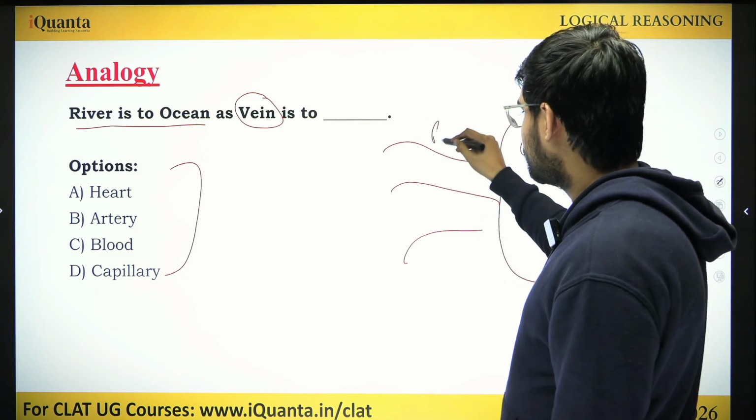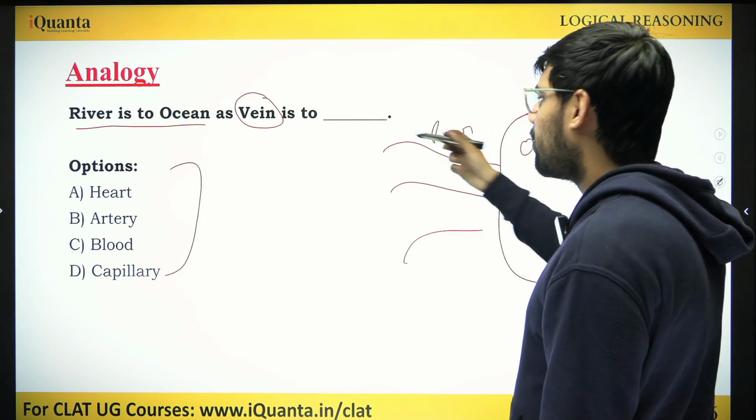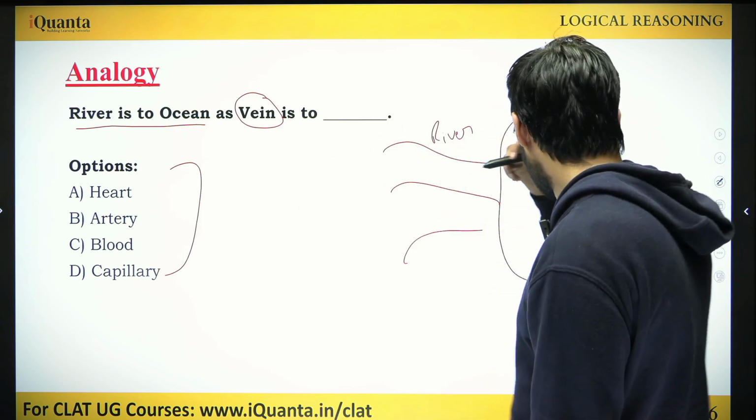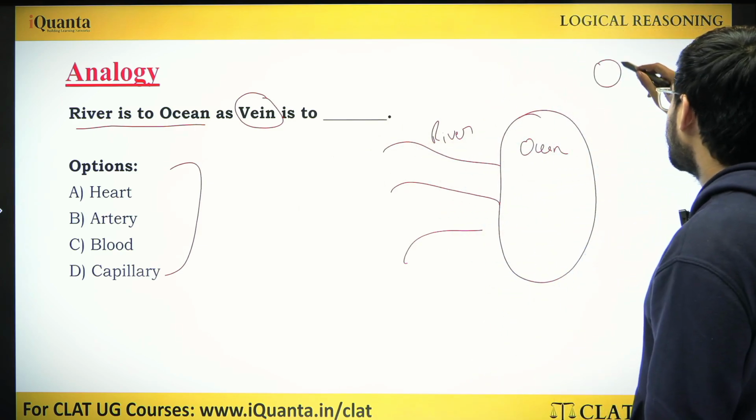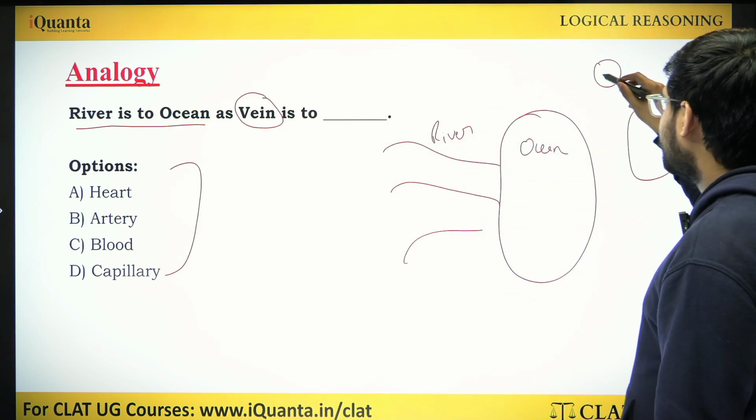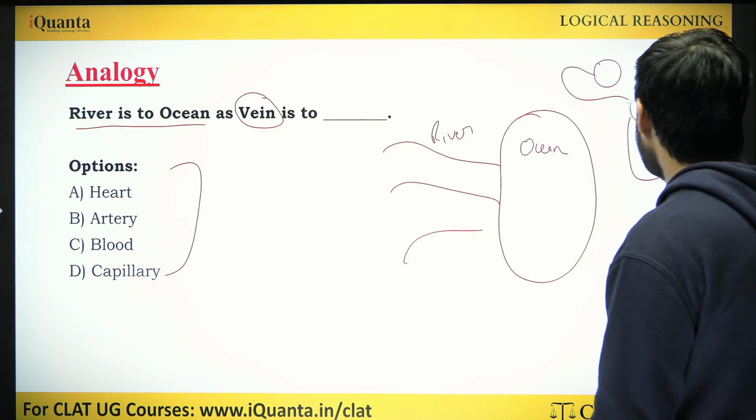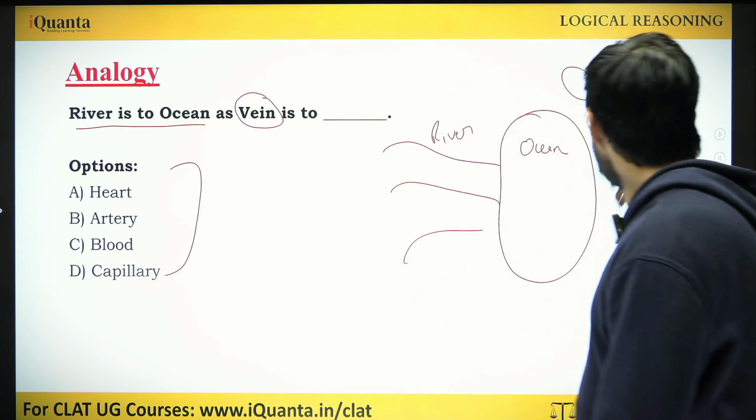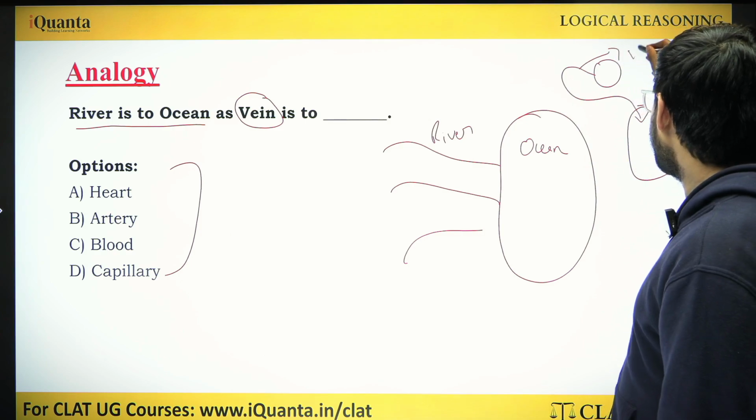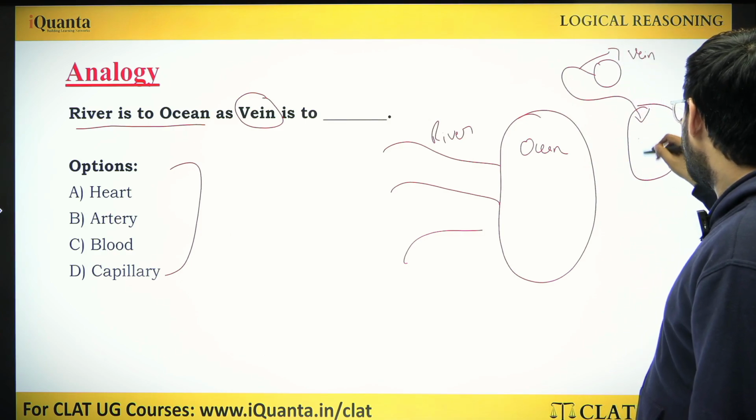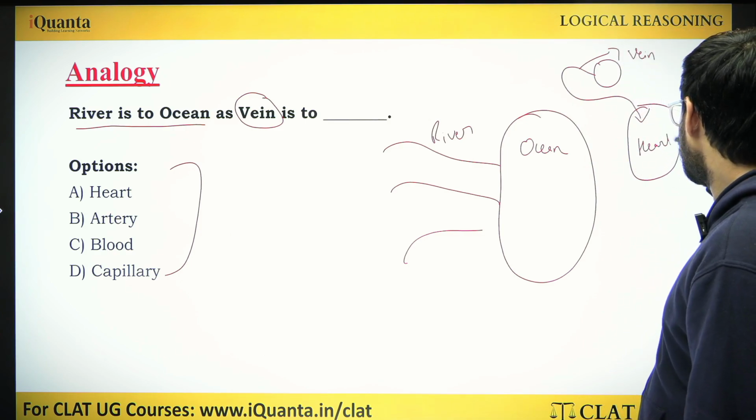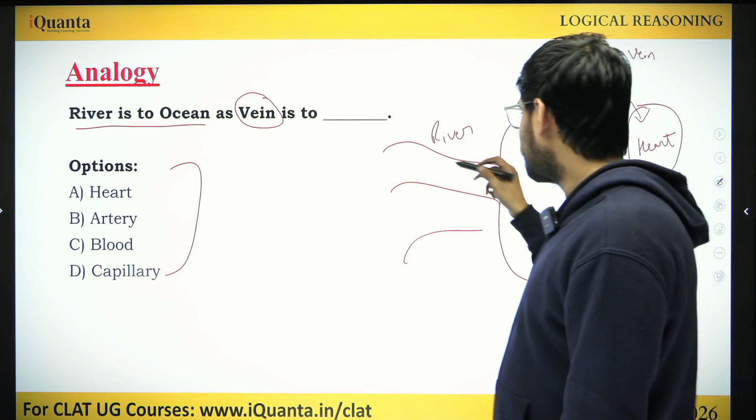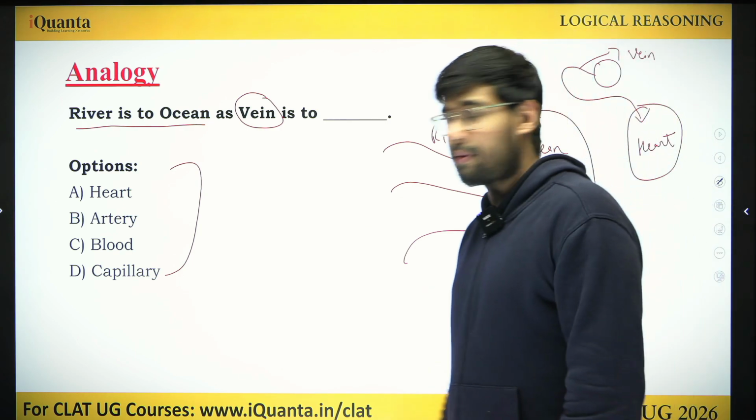These are rivers, right? So along similar lines, I guess we can infer that a vein carries blood through the entire body and then disposes the deoxygenated blood in the heart itself, right? So this will be your vein and this will be your heart. So these both follow a similar relationship, right?